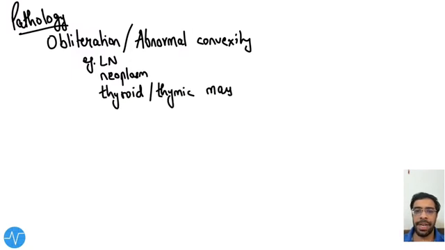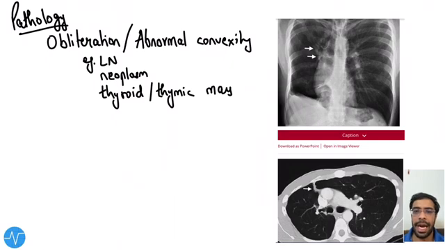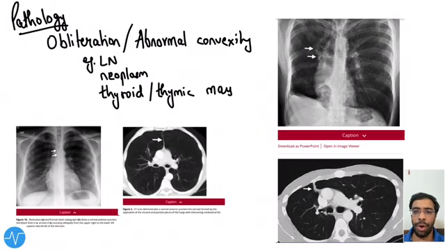Here in the diagram we can see a double arrow mark and a comparative image of the normal. If there is abnormal convexity, then it is a pathology which will indicate lymph node, neoplasm, thyroid or thymic mass.